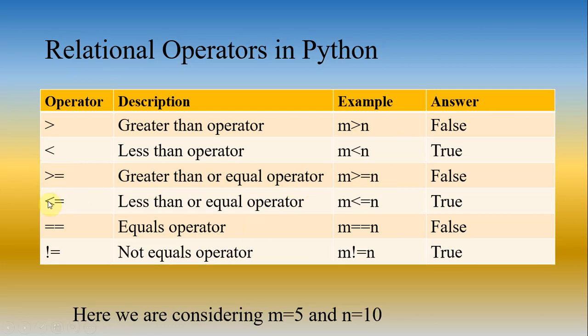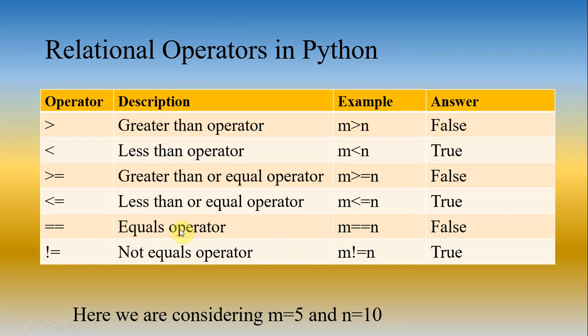Next, less than or equal to operator. A less than symbol before an equal to symbol is the less than or equal to operator. So we check, is m less than or equal to n, which means the value should be either less than the other value or it should be equal to the other value. So is 5 less than or equal to 10? Yes, 5 is less than 10, which means it is true.